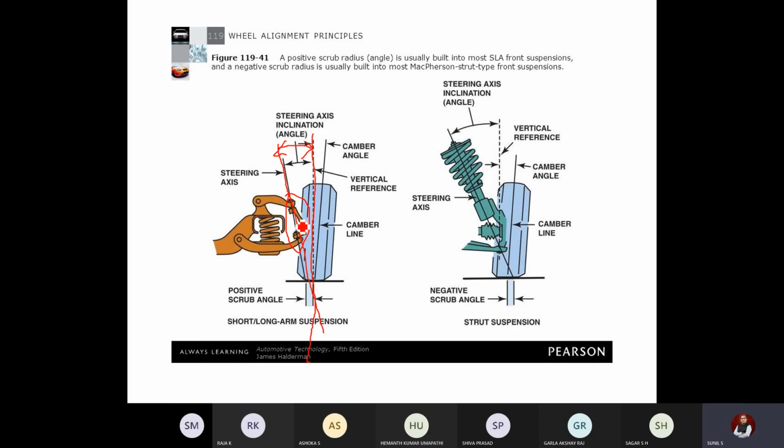Why the name kingpin? The kingpin is the thing which joins the steering mechanism to the wheel. So this portion, whatever is there, we call it kingpin. This inclination, we call it the kingpin axis. In this sketch, you can also clearly understand what camber is. It's very clear here.